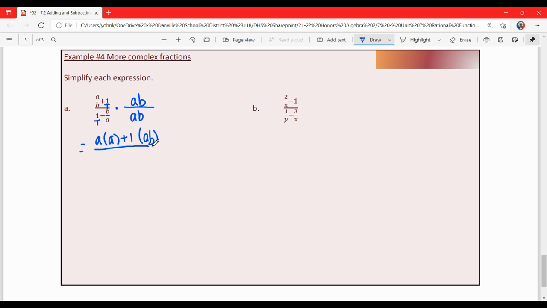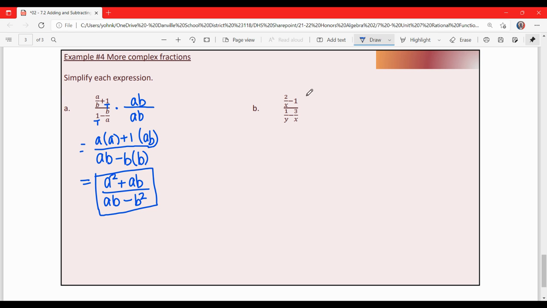I'm left with AB. On the bottom, I have 1 times AB, so that's AB minus B, and then the A's will go away, and I have a leftover B. So this will give me A squared plus AB over AB minus B squared. Now remember, I cannot cancel the AB's. That would be nice. But since they're attached by adding and subtracting, I can't do anything.